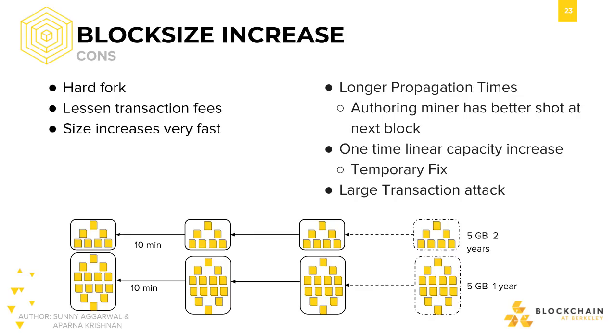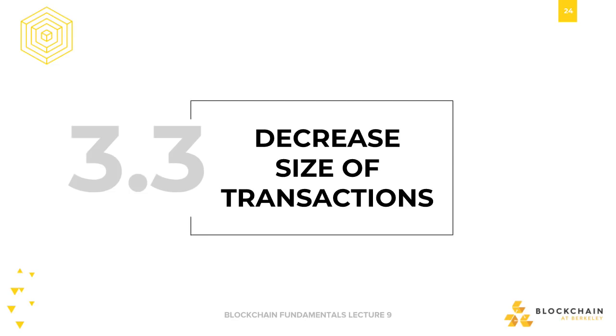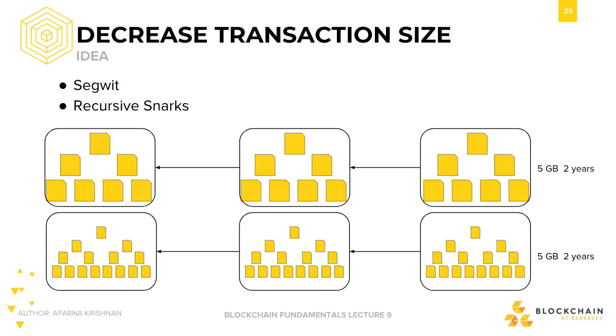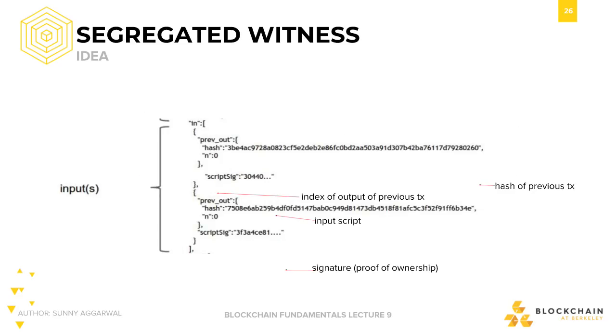Anyway. Okay. So then we talk about decreasing the size of the transactions. This is something that is a little bit more popular with people. Have people heard of SegWit and recursive SNARKs? Any of those? That's okay. Okay. So we talk about SegWit.